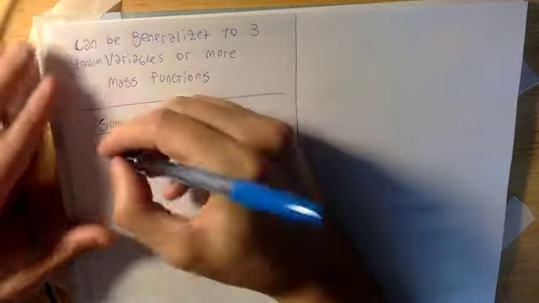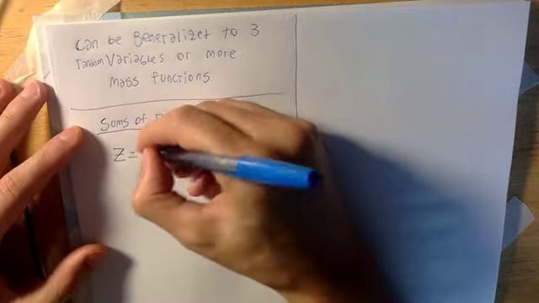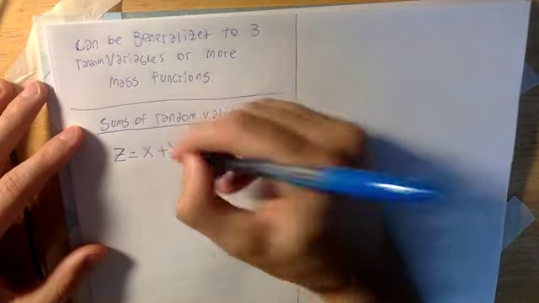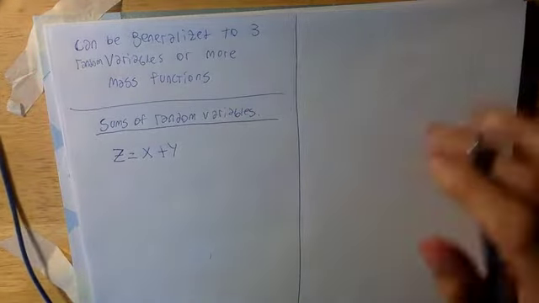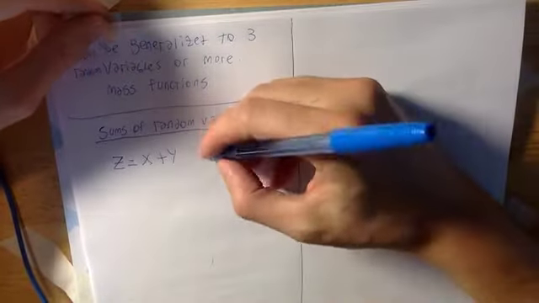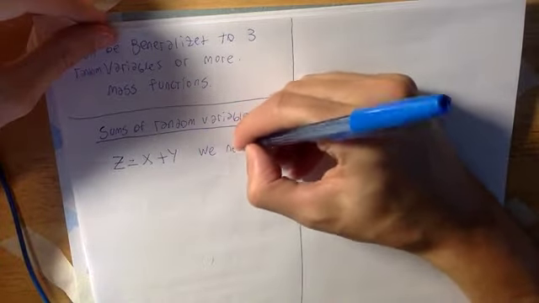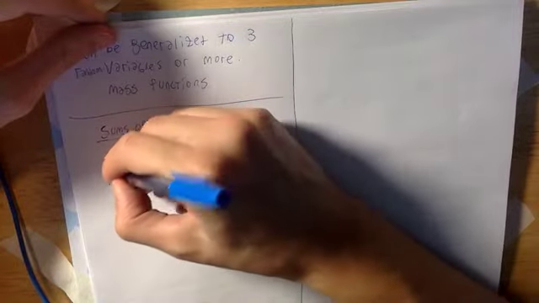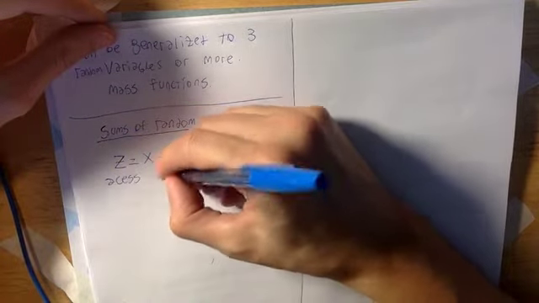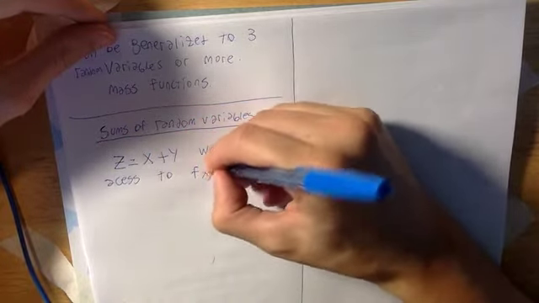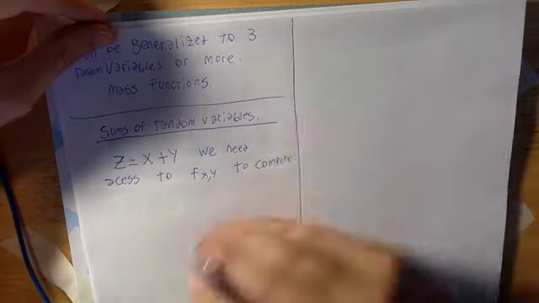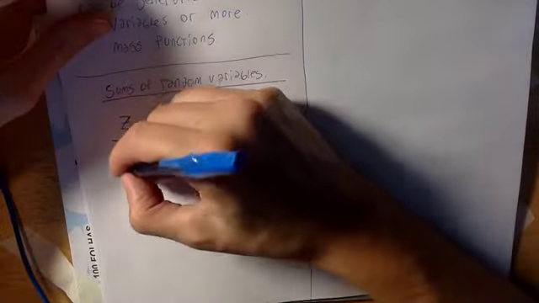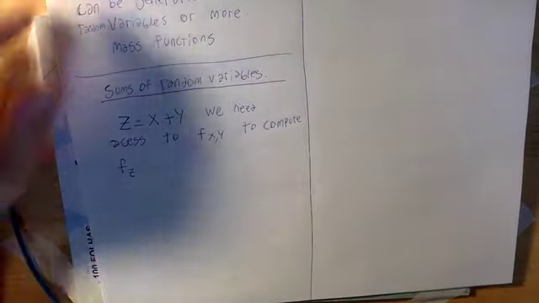Okay, so if we define Z, which is equal to X plus Y, we need access to the joint distribution f of X, Y to compute the mass function for Z.